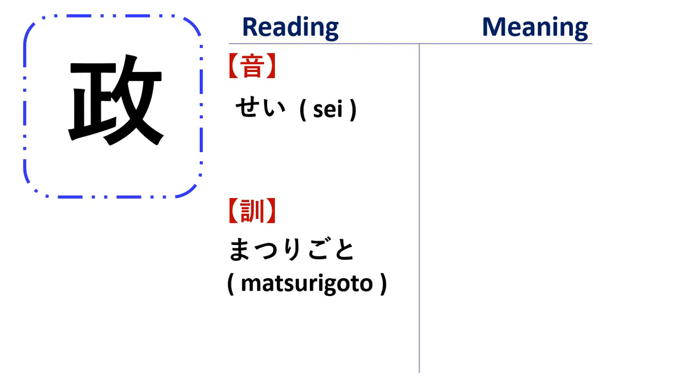But this kanji has both onyomi and kunyomi readings. The first one is the onyomi, sei. The onyomi is from the original Chinese reading, but the kunyomi is the Japanese reading, so you have to remember that. The meaning is politics or government, for the kanji sei, or matsurigoto.